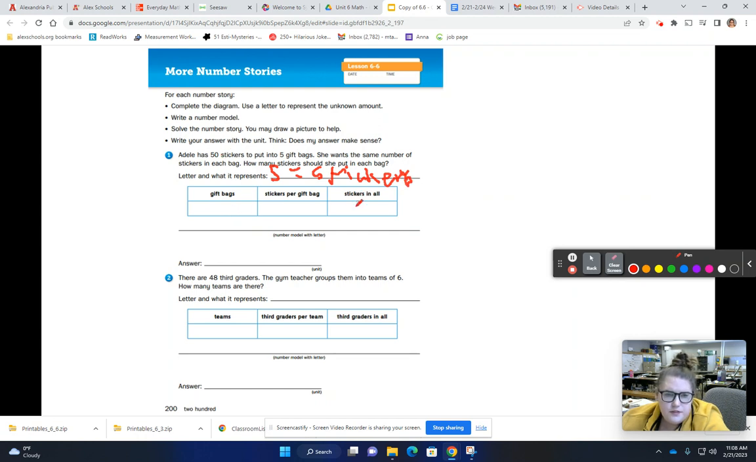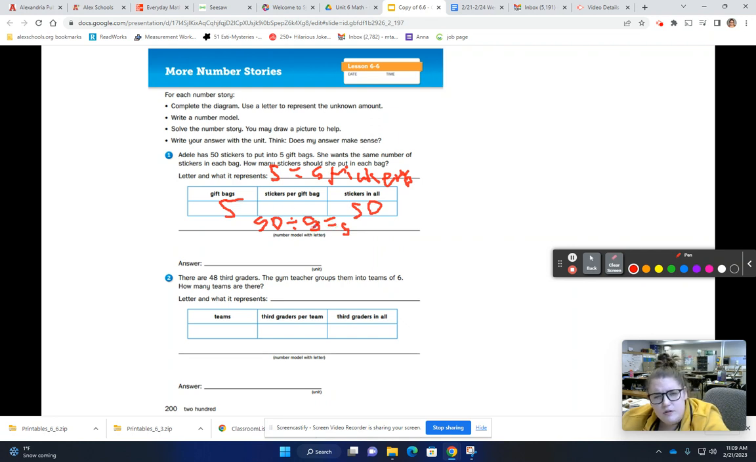So we know there's 50 stickers in all, and then there's 5 gift bags. She wants the same amount in each bag. How many will be in each bag? So again, this to me sounds like a division. So 50 divided by 5 equals S, and I know this isn't going to look like an S. They look the same, but it's really an S.